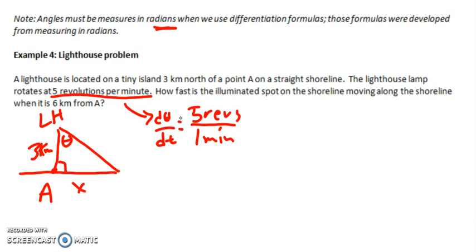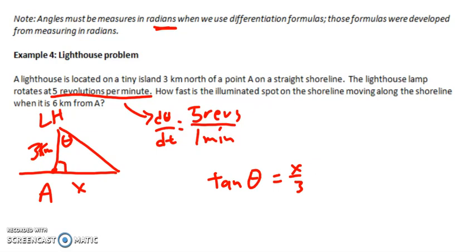So how fast is the illuminated spot on the shoreline moving along the shoreline when it is 6 kilometers from A? Well, we got to think about this just a little bit. If I have theta here, hopefully you're remembering from the past, if I have in a right triangle the opposite side and the adjacent side, hopefully it rings a bell that that might be SOHCAHTOA, tangent. So that would be x over 3.